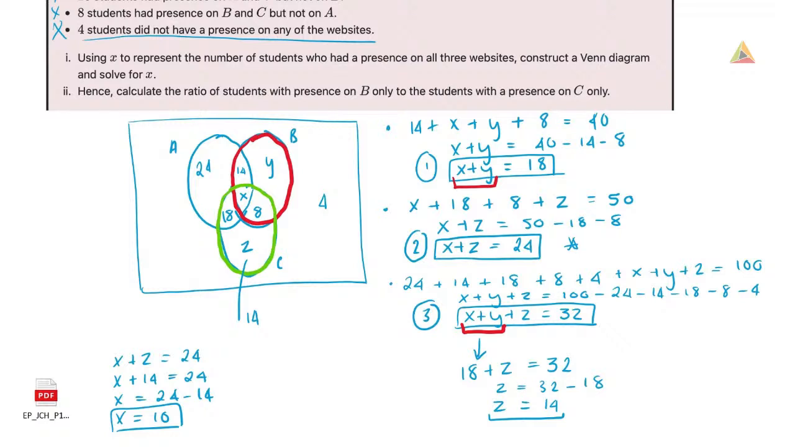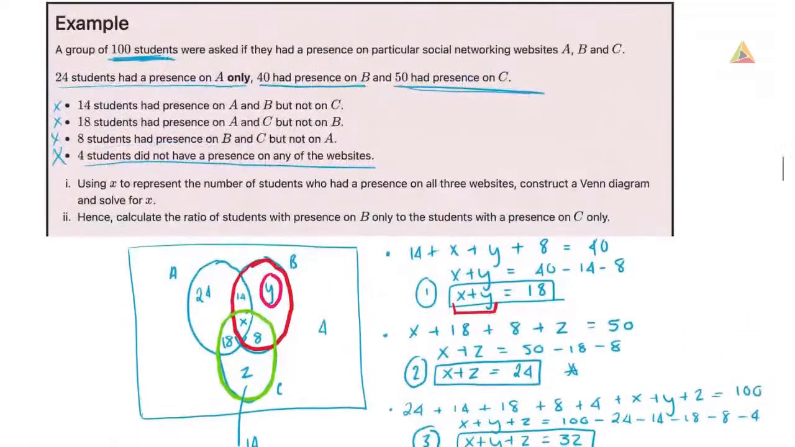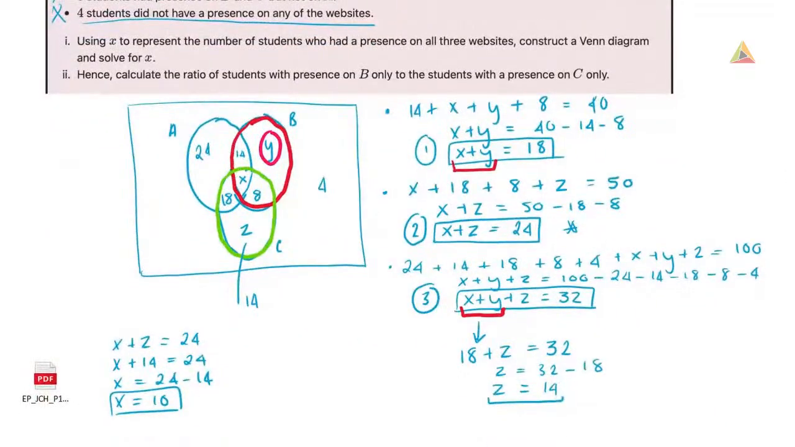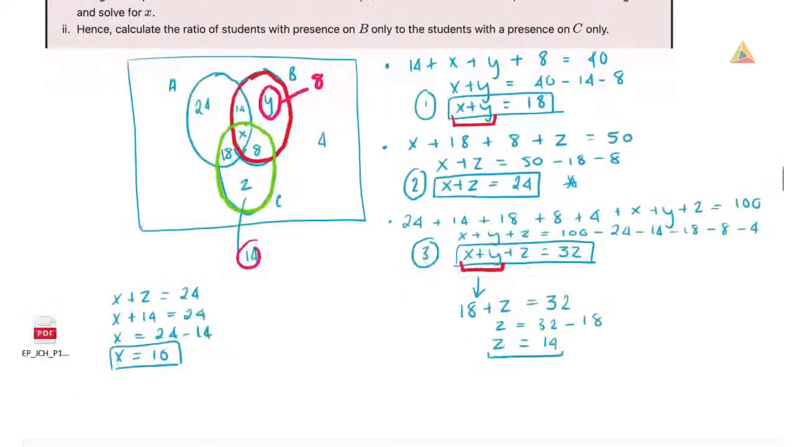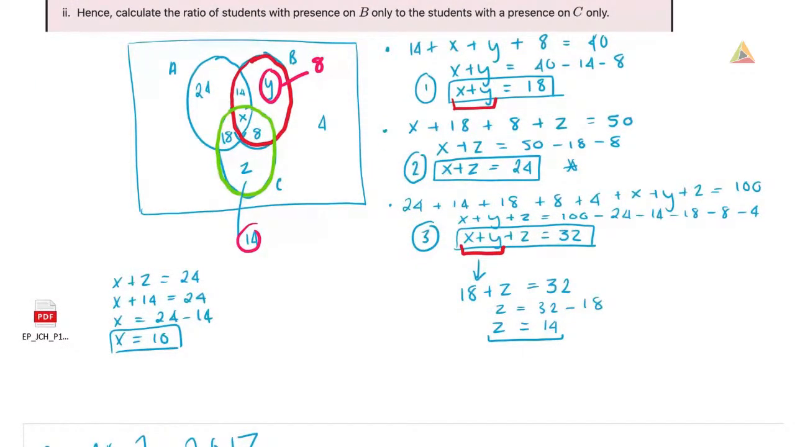So let's just look at our diagram for a minute now. So we need to figure out what B only is. So that's going to give us Y. So if you add all of the figures up in B and take them away from 40, just double check that, yeah, 40, you will get what Y is. So Y is 8, and we got Z already, which is 14. So you need to now put that in a ratio. So it's going to be in the ratio 8 is to 14.